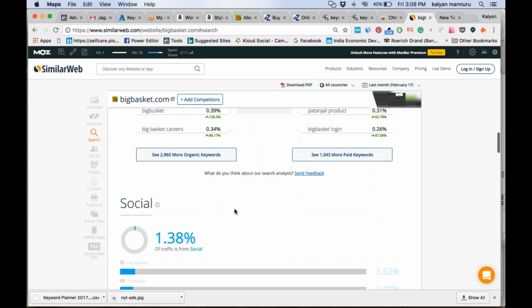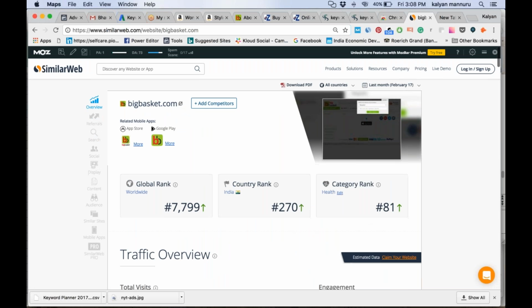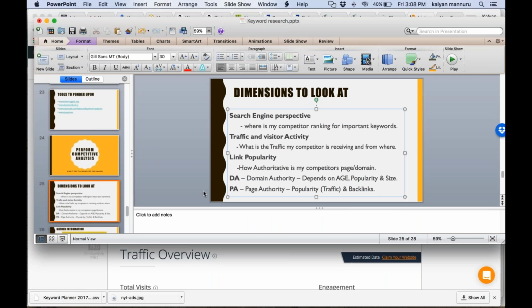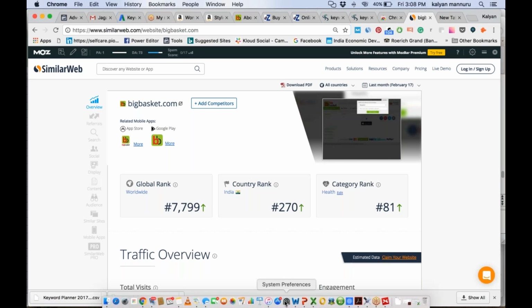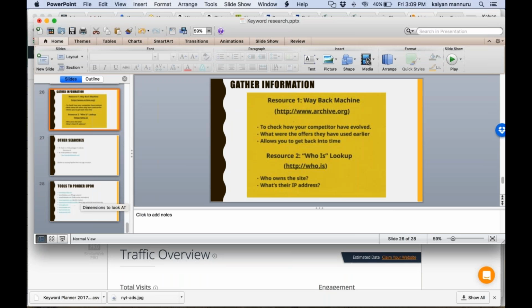So similarly, you have more insights which you will learn in depth in your advanced program. For now, you can always go back and check the PPT and also these tools. Explanation of the tools will happen in your advanced program. So that's how I can check my traffic and visitor activity for my competitor.